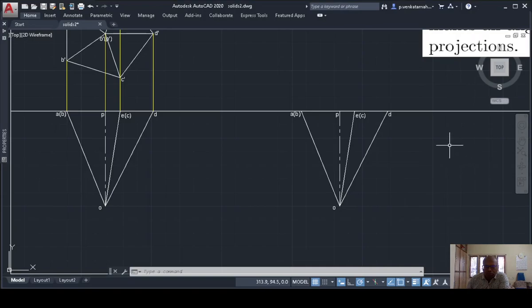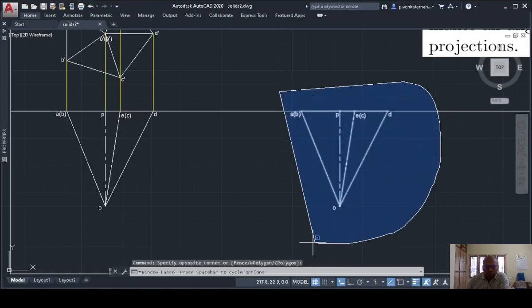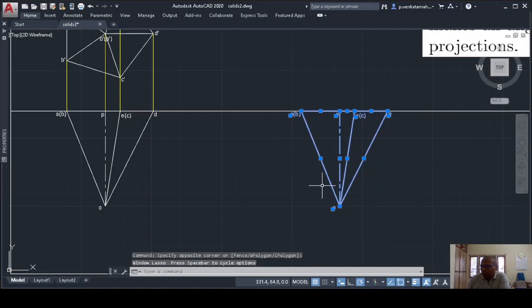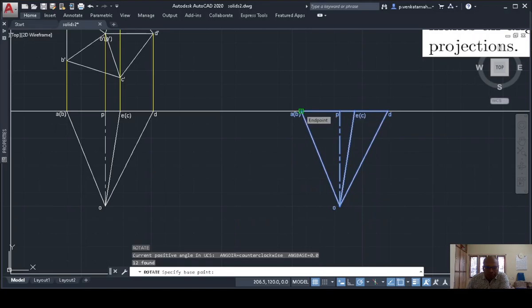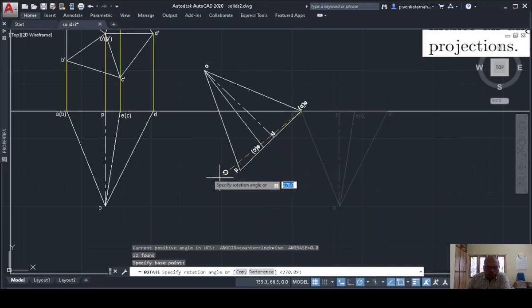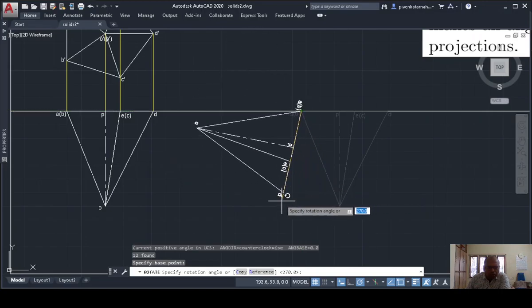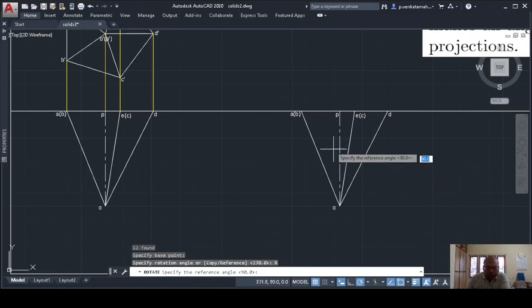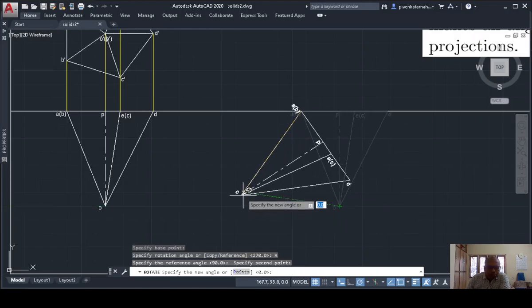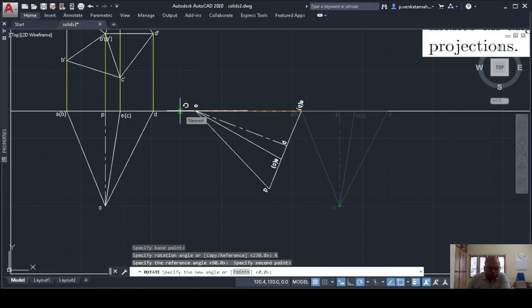Now I have to rotate this top view such that OB will be on XY. So how to rotate it? Use the command rotate and select this as the base point. Now I have to make OAB onto XY. So how to do that? As I already discussed, select the reference. Now select the line which I want to rotate. This is the line I want to rotate, and I want to rotate this line onto XY. So this way I have to rotate.